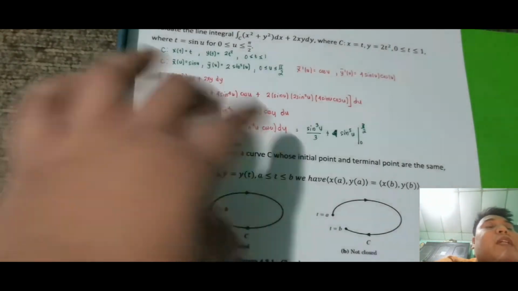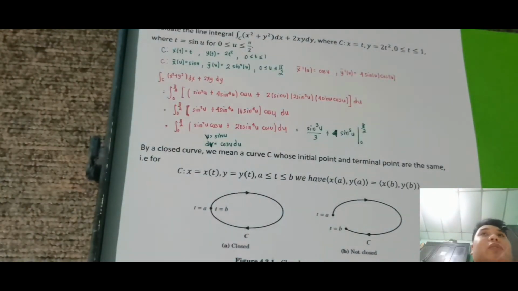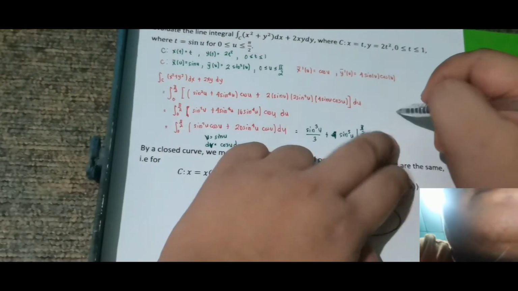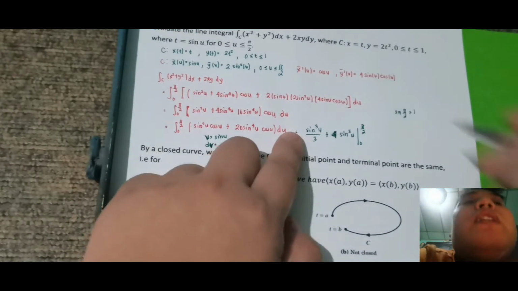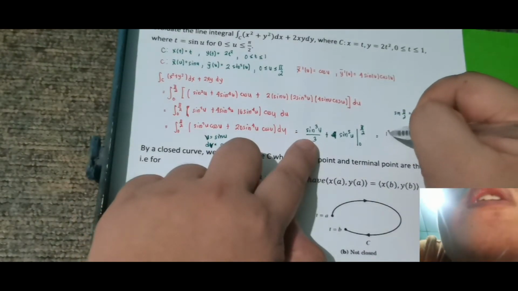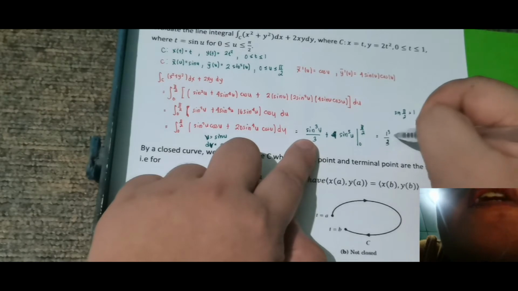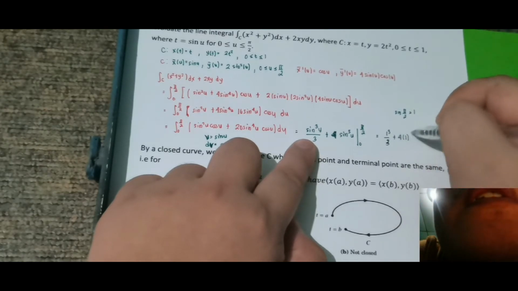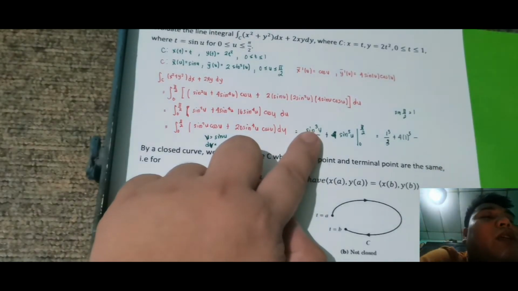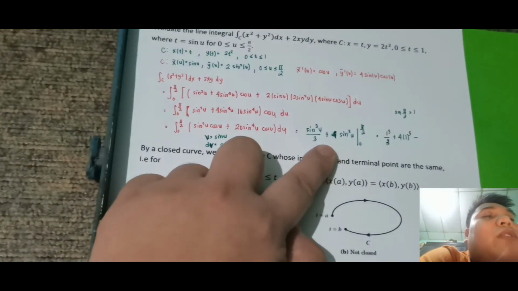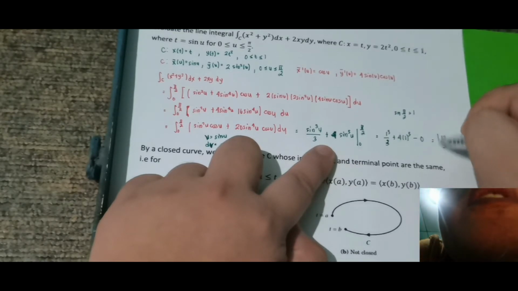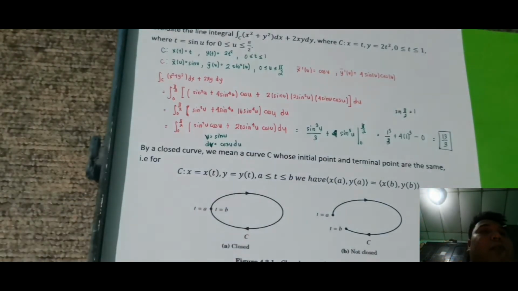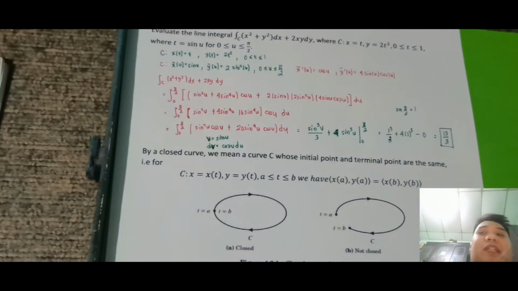Okay, so kung papansin mo, sin pi over 2 is 1. So we all know that sin pi over 2 is simply 1. So pag pinalit natin yung sin pi over 2, that is simply 1 cube over 3 plus 4 times 1 raised to 5 minus sine 0 is 0. Sine raised to 5 of 0 is just 0. So therefore, the answer is just 13 over 3, which is just the same also. Okay, so parehas pa rin nung ginawa natin last time. So ayan yung ating theorem na yun.